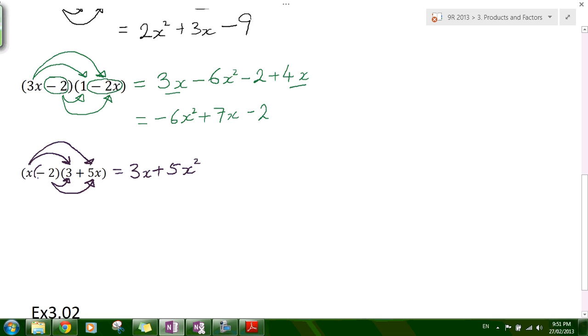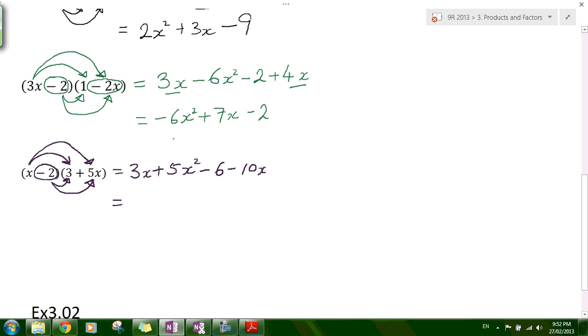Minus 2, and again, we always have to take the sign. Minus 2 times 3 is minus 6. And then minus 2 times positive 5x. It's going to be negative. It's negative times positive. 2 times 5 is 10, so it's minus 10x.